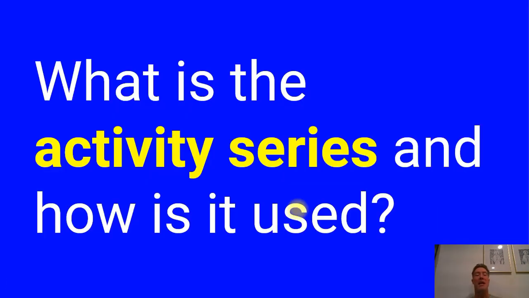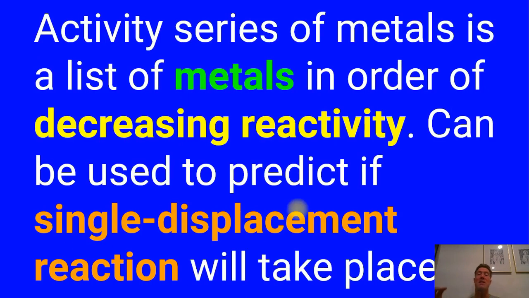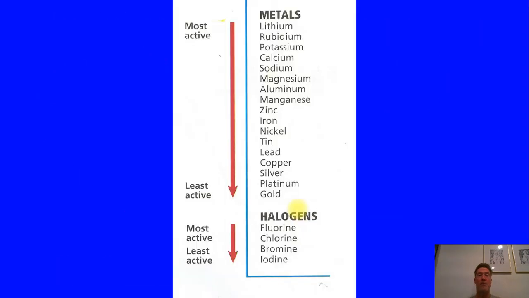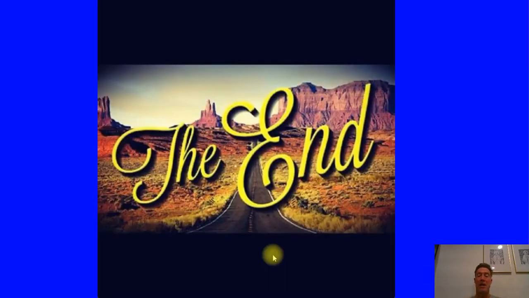What is the activity series and how is it used? Remember, the activity series of metals is a list of metals in order of decreasing reactivity, and it tells us whether a single displacement reaction will occur or not. Metals high on the reactivity scale will displace any metal below them, but not vice versa. So when we look at this, lithium is the most active, gold is the least active. Anything high will replace anything low, but not in reverse. And likewise in the halogens, the higher halogens will replace the lower halogens. All right, that's it. Thanks for your time.